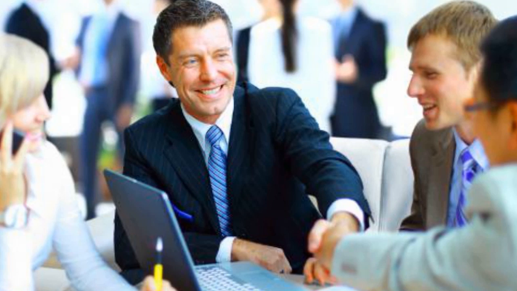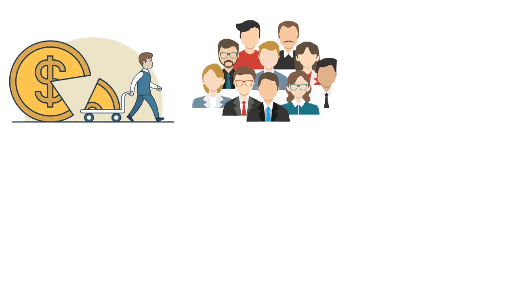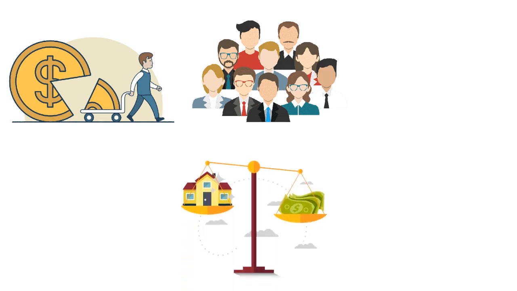Keep in mind that distributions are proportional to how much of the LLC each member owns. Let's go a little granular here. How does a proportionate distribution work? I was telling you earlier that the distributions are proportional to how much of the LLC each member owns. So how does it really work? Well, when you are talking about proportionate or proportional distribution, it's all about the equity that the person invested in the LLC.